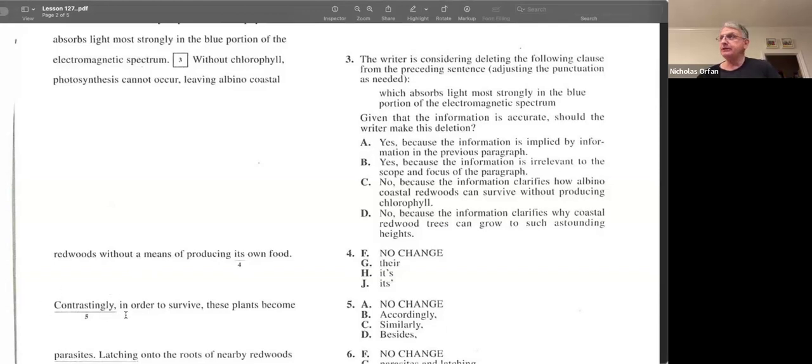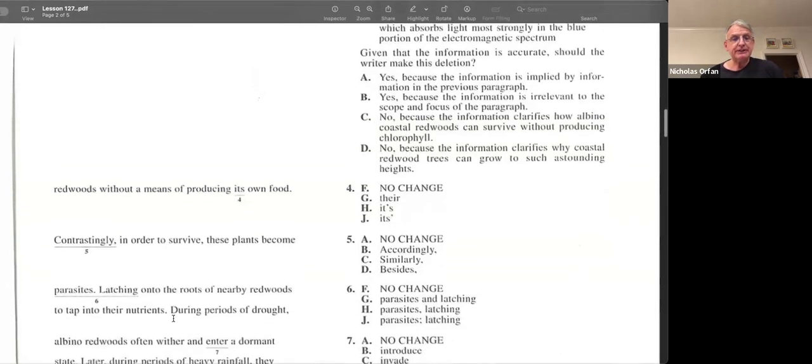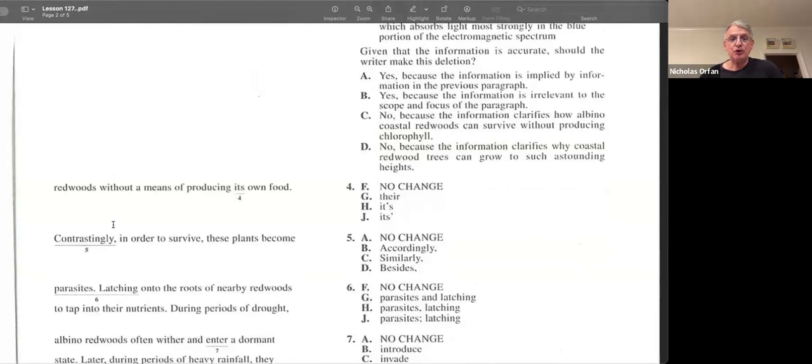Contrastingly, now this is a connecting phrase, right? Contrastingly, in order to survive, these plants become parasites. Now, the question is, is this the right word? Okay, they can't make their own food. Consequently, because of that, in light of that, contrastingly, it doesn't make any sense because you're continuing the same idea. They can't make their own food, so they have to become parasites. So there's no contrast there. It's just a continuation. So you need to find something here that shows a continuation of the idea that they're dependent. They can't make their own food.